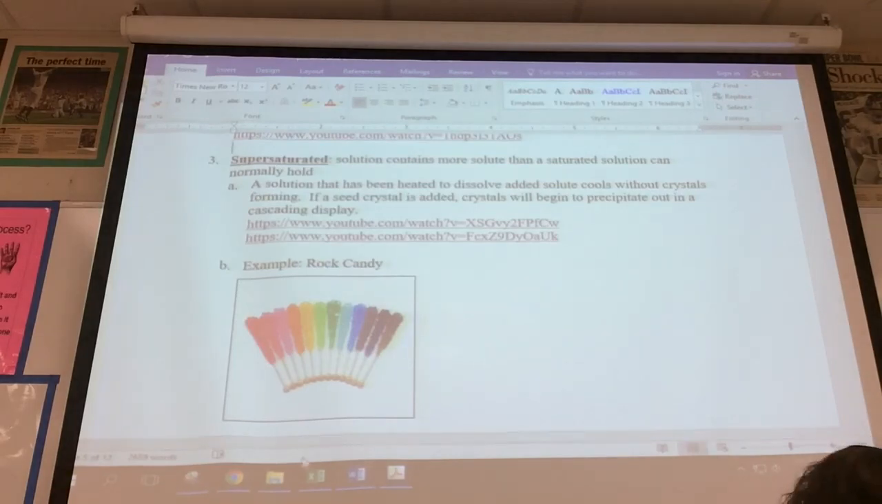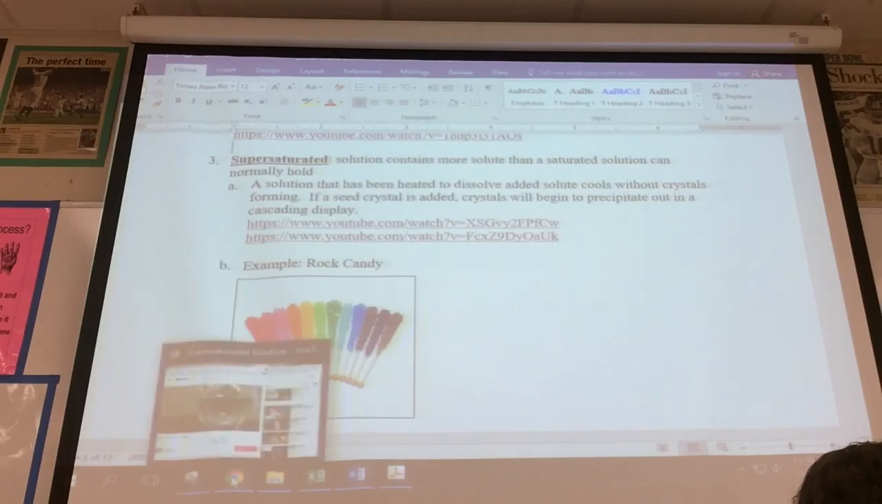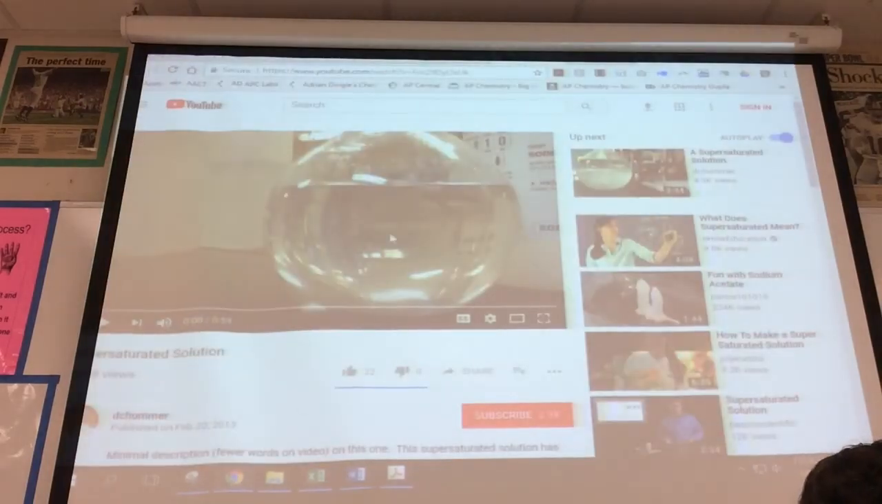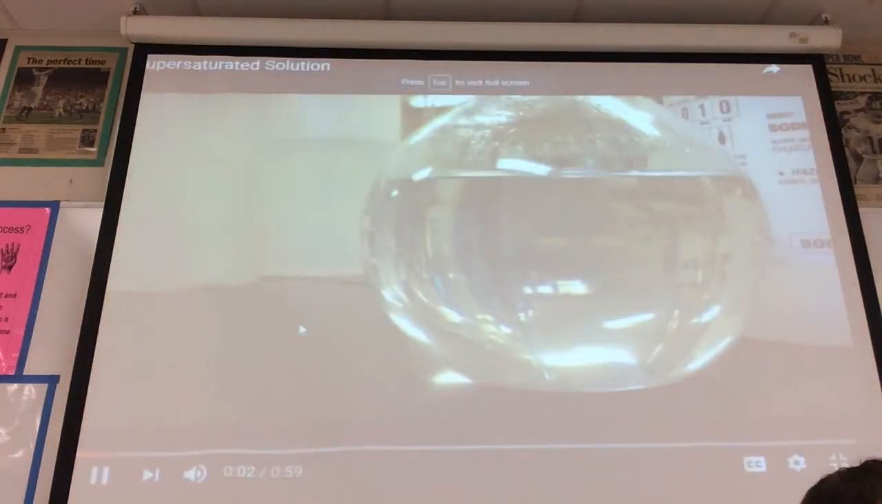There are other examples as well. You can actually do a demo with this with sodium acetate, and that's what you're going to see here. Okay. Just really quick, I'm going to add one tiny seed crystal.